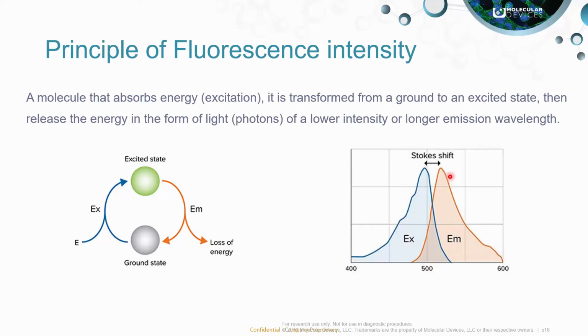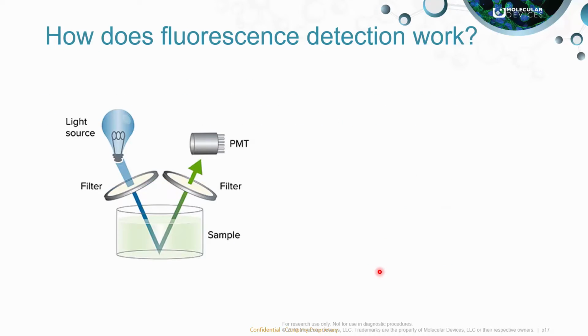The Stokes shift is fundamental to the sensitivity of fluorescent techniques because it allows emission photons to be detected against a low background, isolated from the excitation photons. Depending on your fluorophore, the Stokes shift can vary in nanometers.